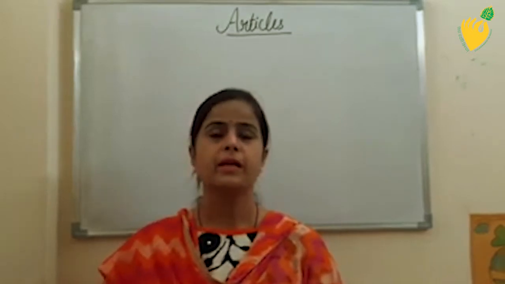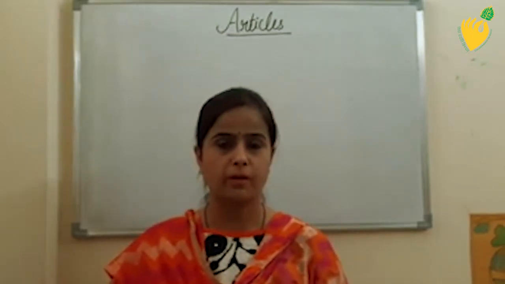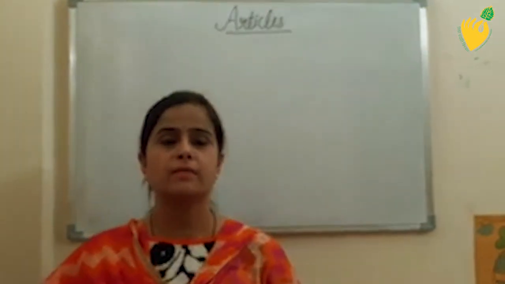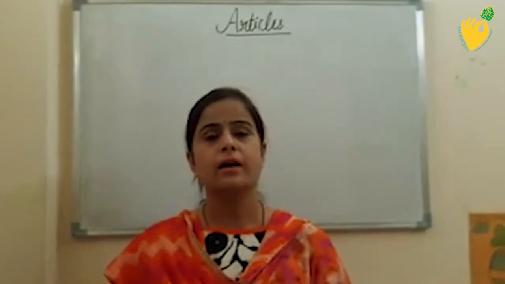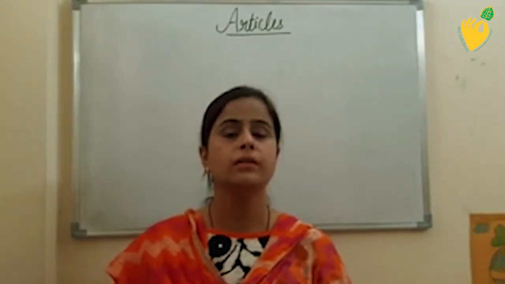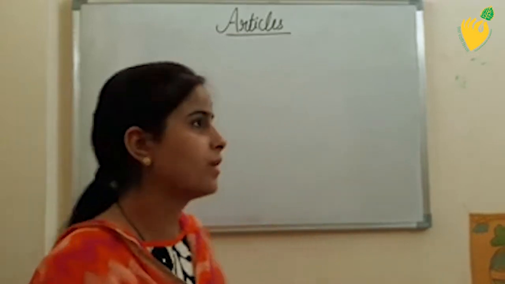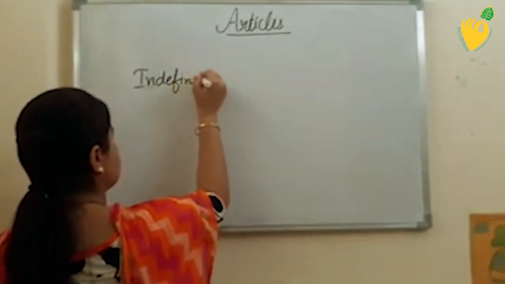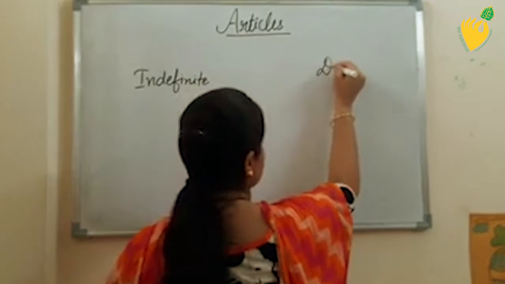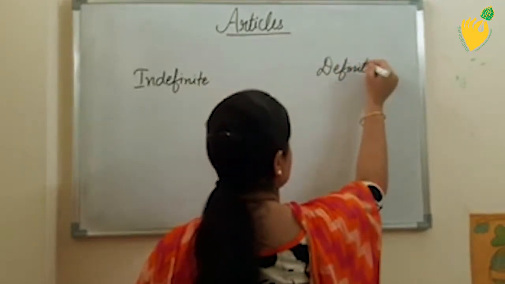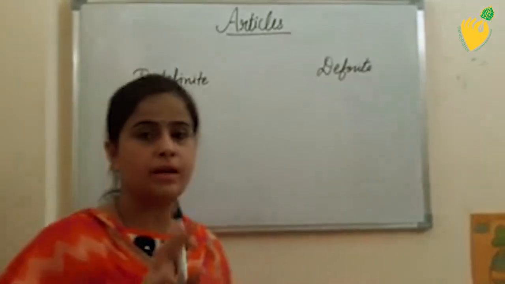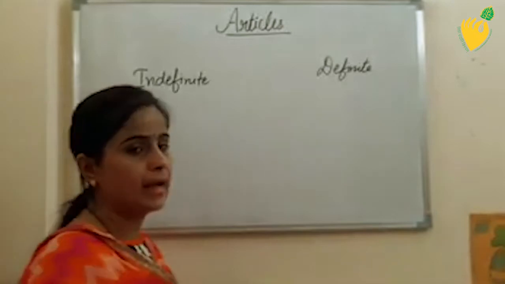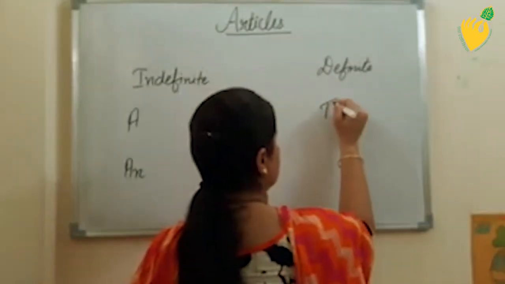Hello students, today I am going to start a very important topic of English language, that is articles. Articles are also known as determiners, and these articles are used to point out a noun. We have two types of articles: the indefinite article and the definite article. In indefinite articles, we have two, that is a and an. And in definite articles, we have the.